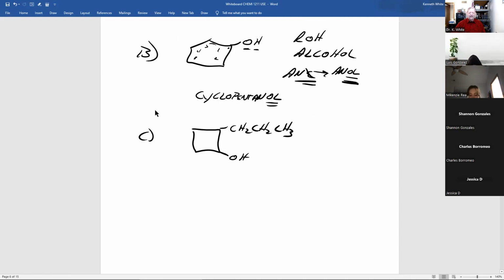And why don't you do this one? Give the IUPAC name for the following molecule.